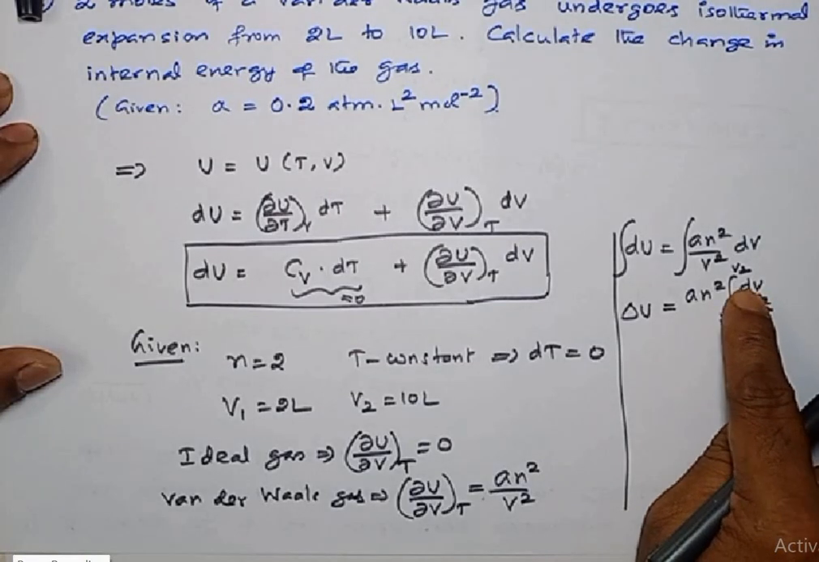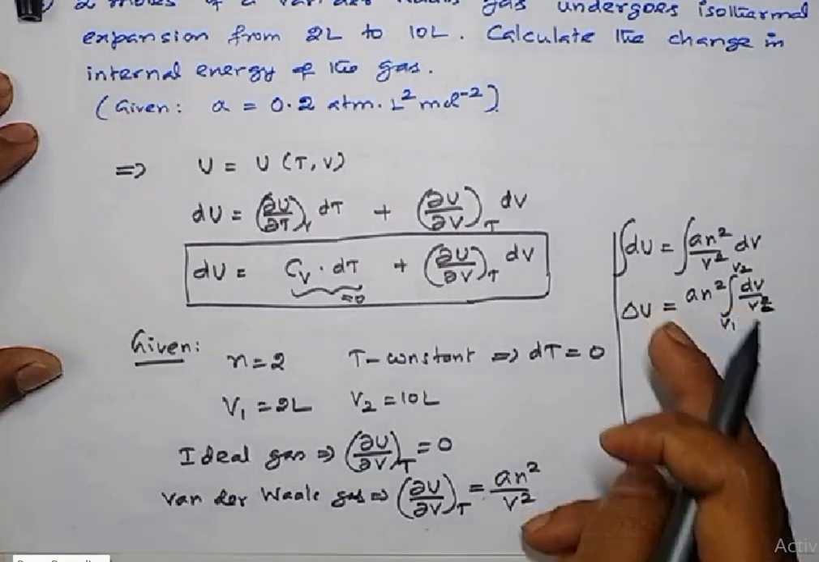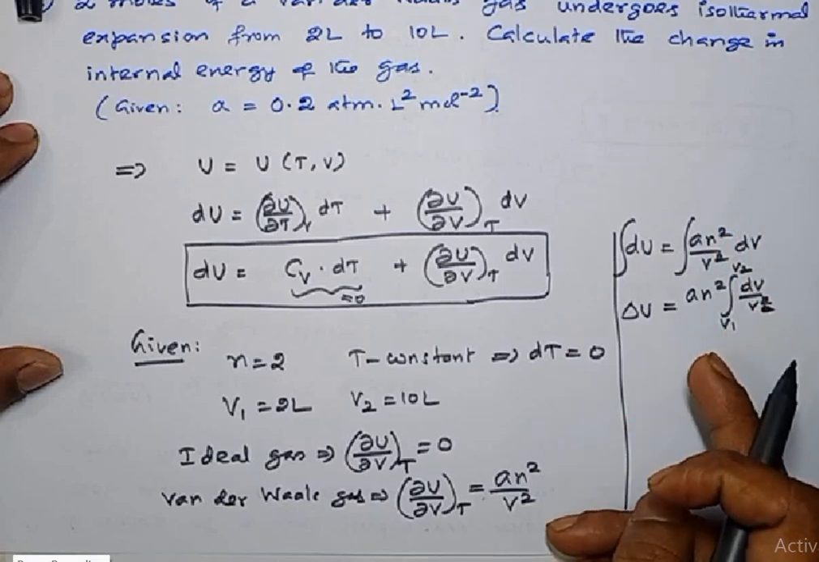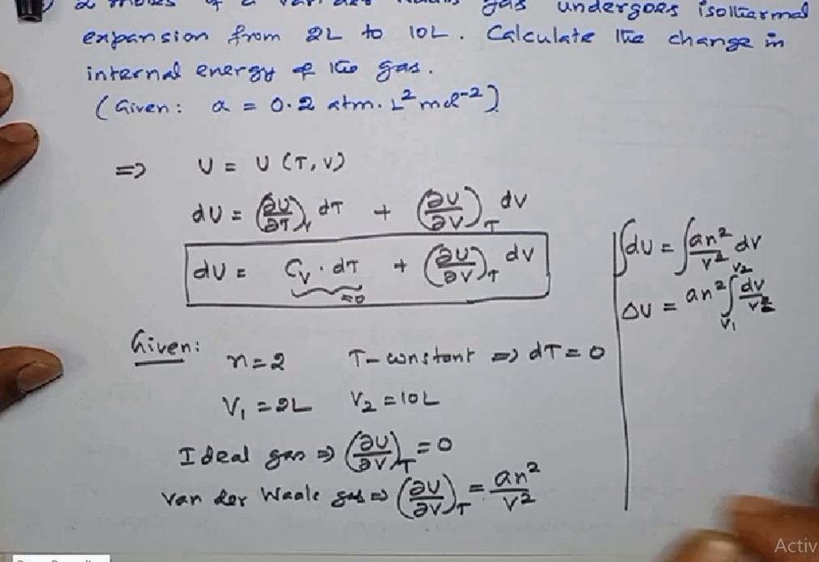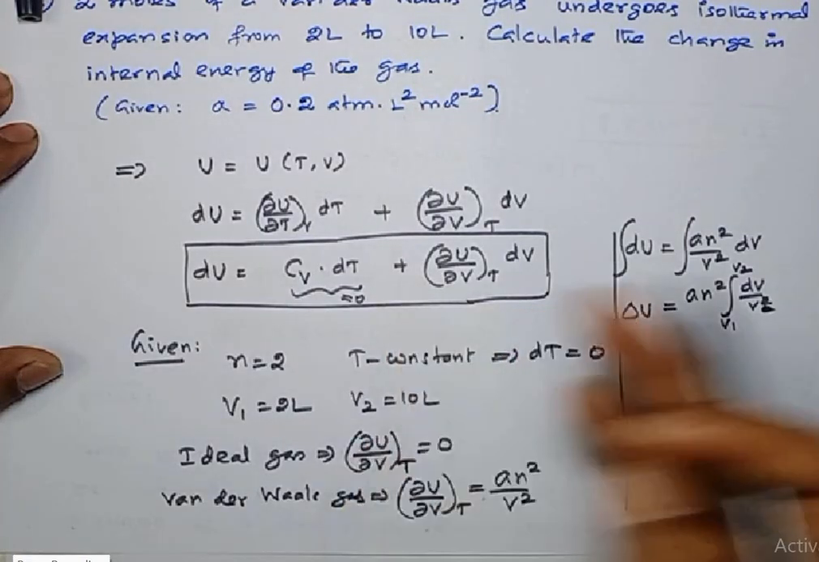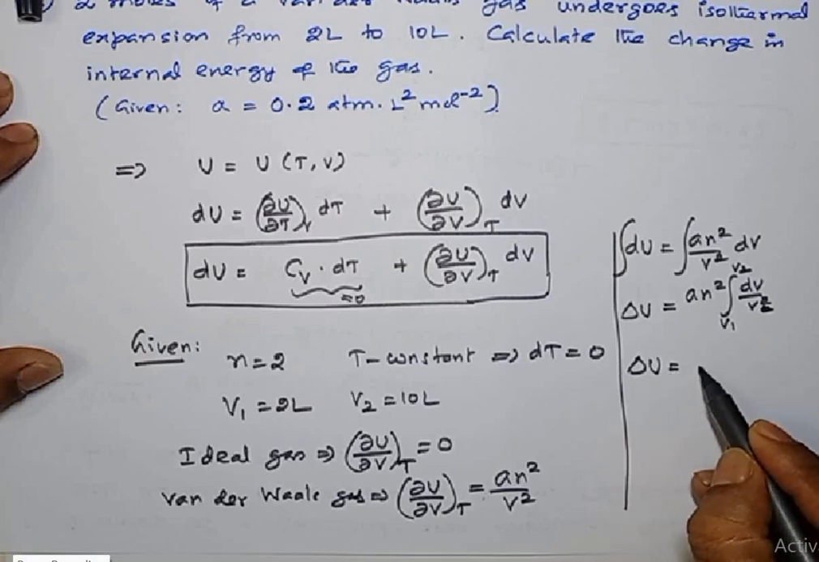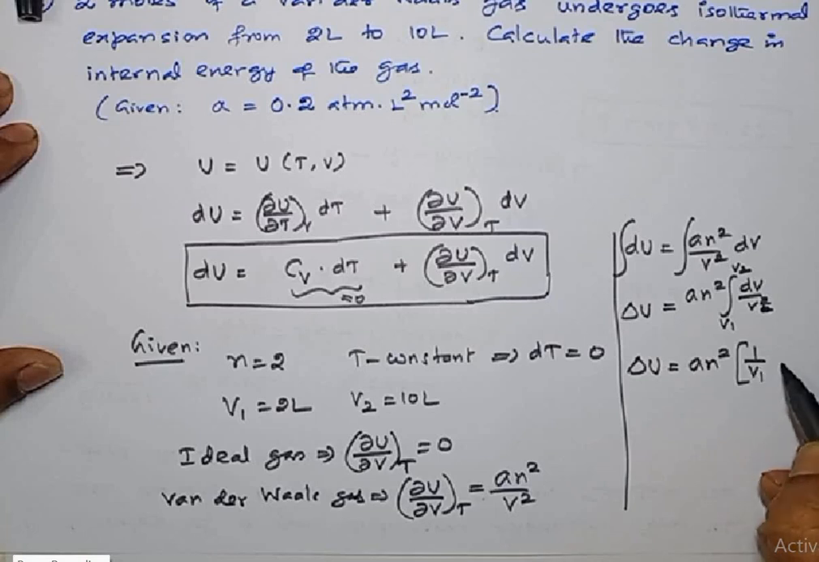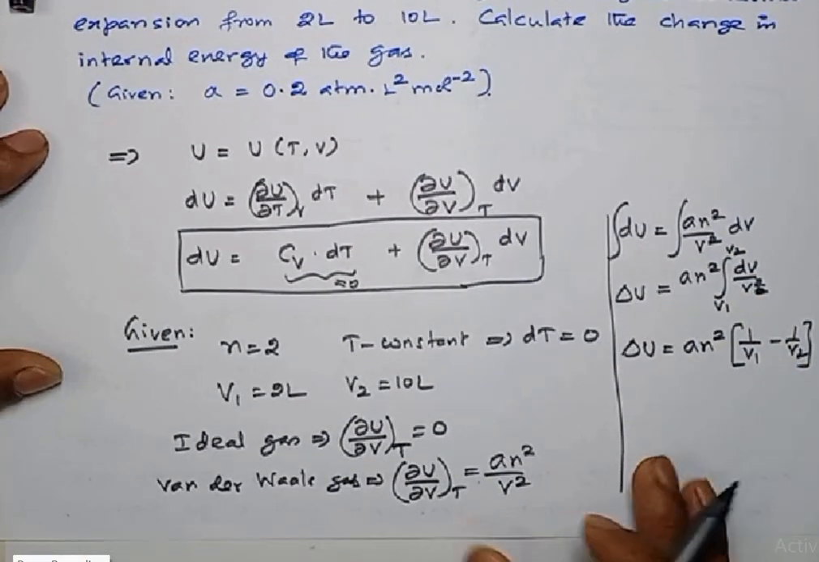You know, the integral of dV by V² is minus 1 by V. You take minus as common. So you will get 1 by V, upper limit V2, lower limit V1. So you will get 1 by V2 minus 1 by V1, and we have the minus sign outside. If you multiply with the minus sign, we end up with this equation: ΔU is equal to a n² into (1 by V1 minus 1 by V2). How to get this expression? You try to find out. It's a very simple one.